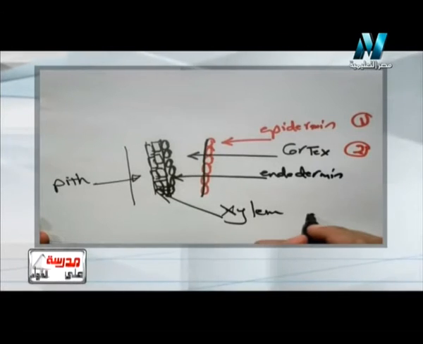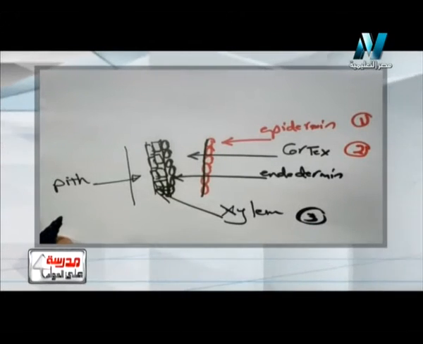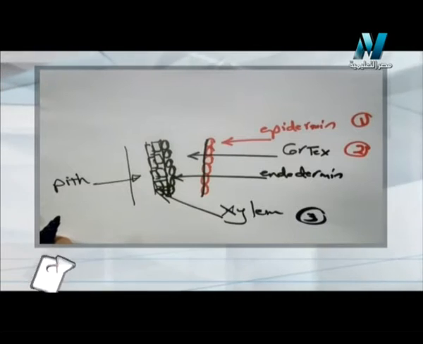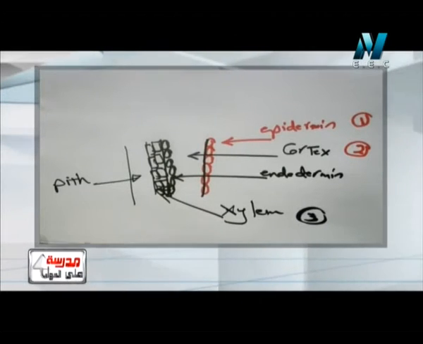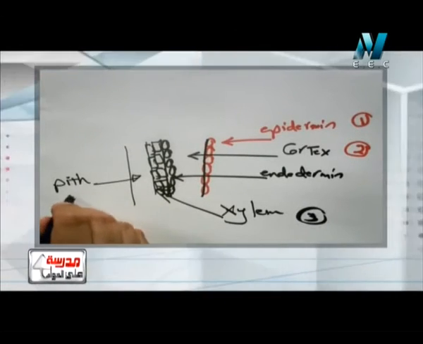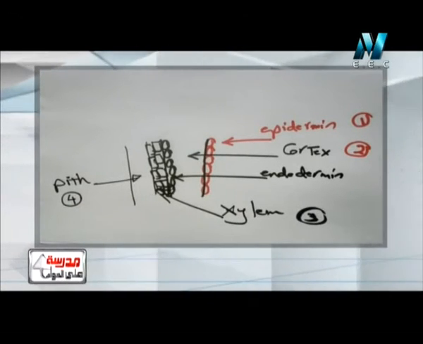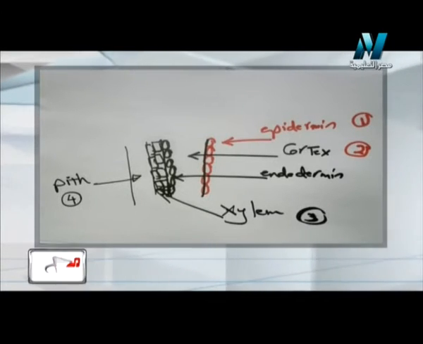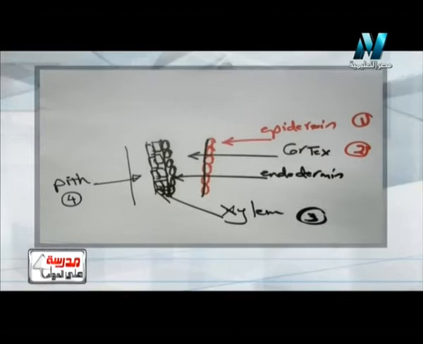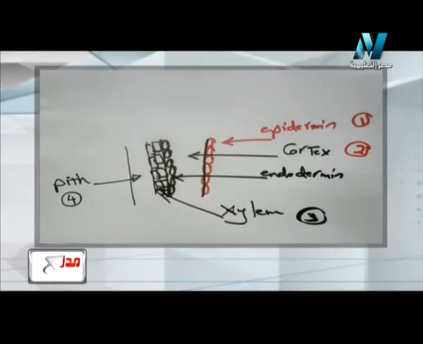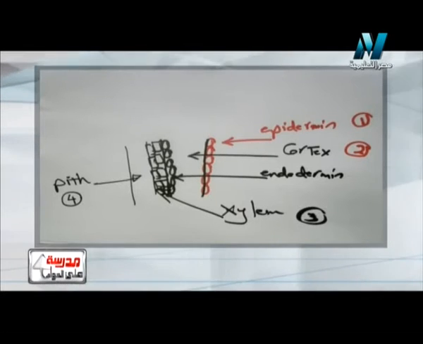Again, we have 4 layers up till now. The first layer is called epidermis. The second layer is called cortex. The third layer is called xylem. And the fourth layer is called the pith. So we have 4 layers in the root section, which are epidermis, cortex, xylem, and pith. So what about the endodermis? Endodermis is the last row of the cortex, the second layer.